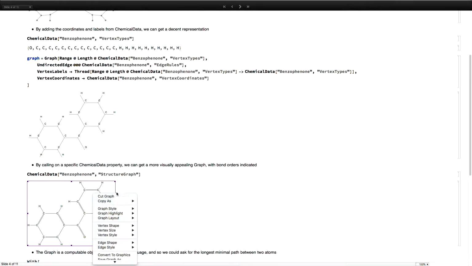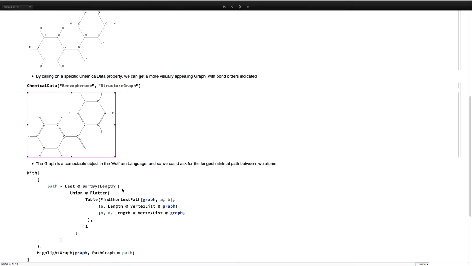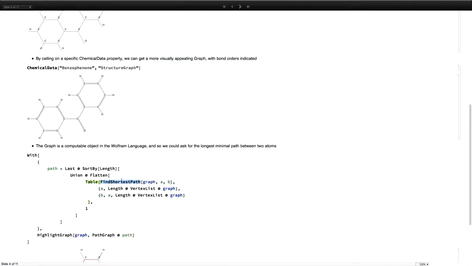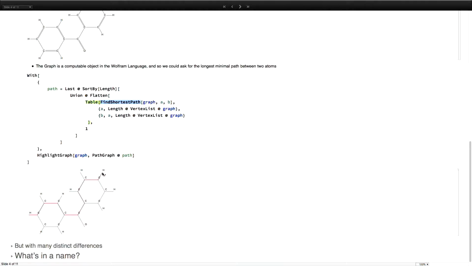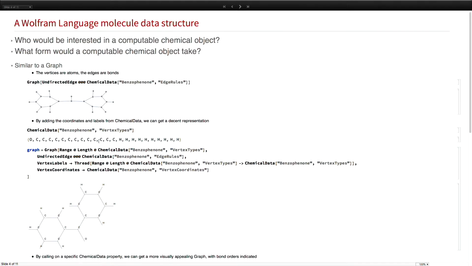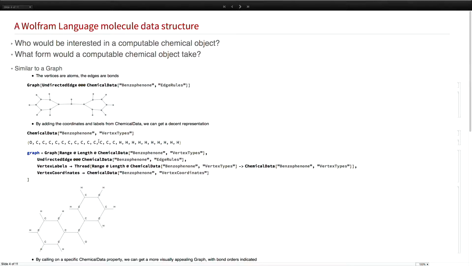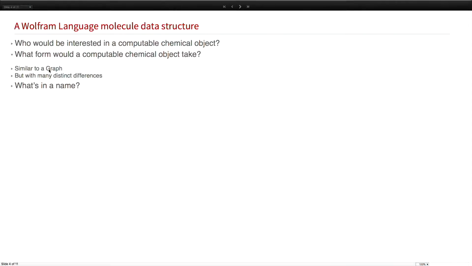You can change its highlighting, but more specifically, you can use functions like FindShortestPath to find the longest shortest path in this molecule. It would be from this hydrogen to this, and it loops on around. So in some ways, people are already using the graph capabilities to do chemical computations.